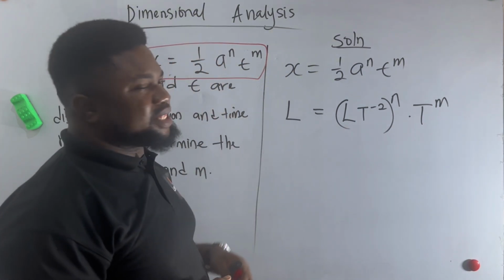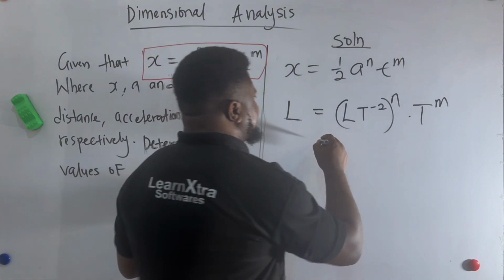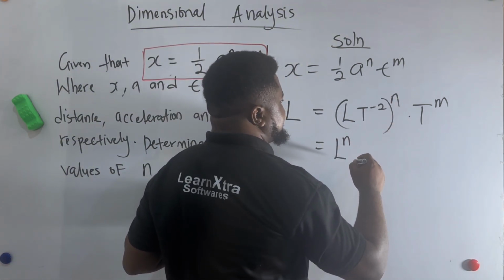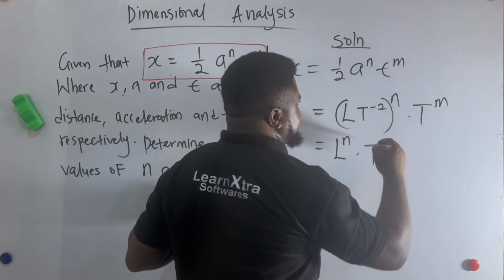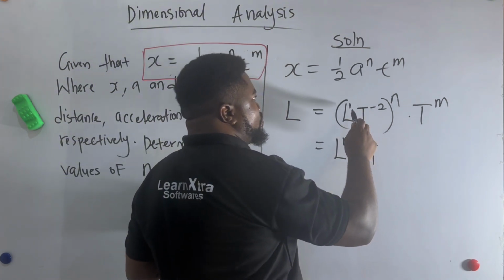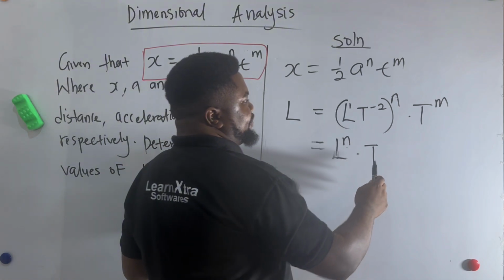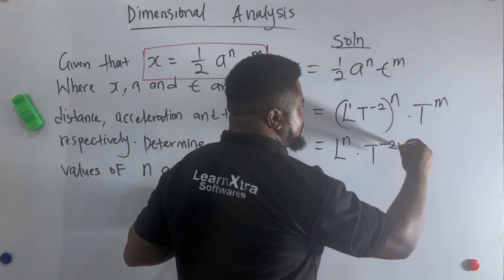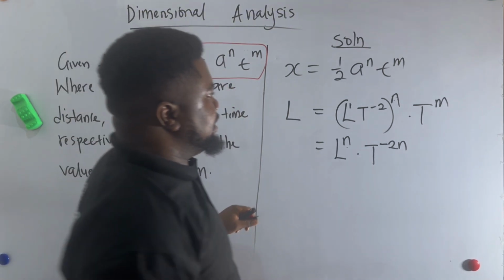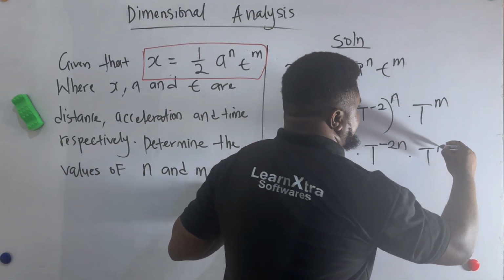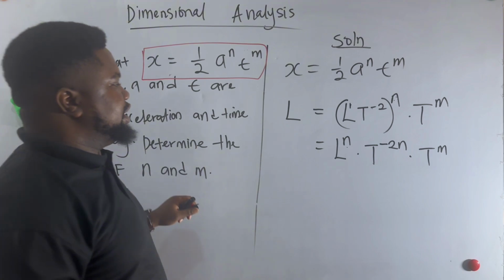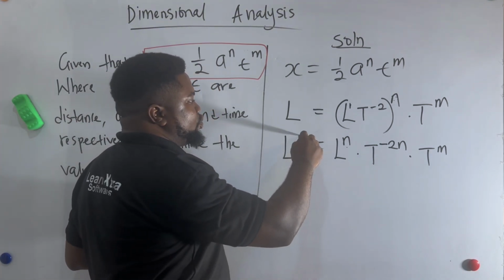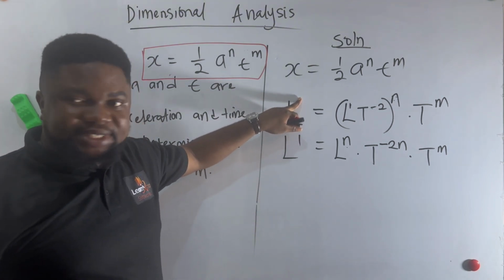So let's expand the bracket and see what happens. This will be L power n. For L, here is 1, so 1 times n is n. For T, we have minus 2, and minus 2 times n is minus 2n. Then T power m. And here is L. L here means L power 1. No power means power 1.